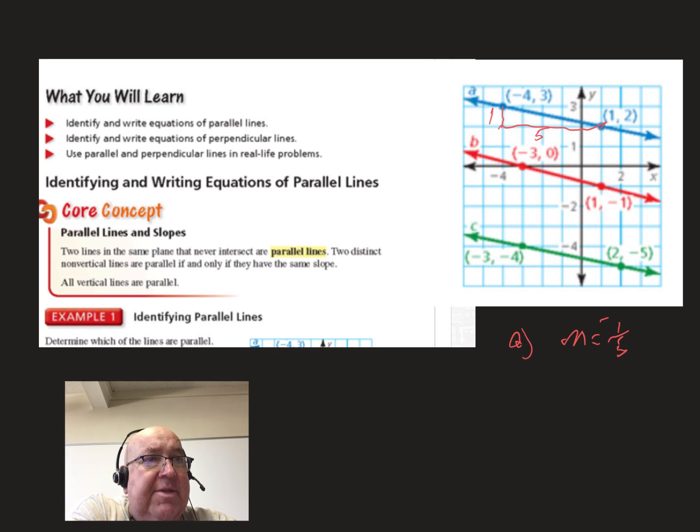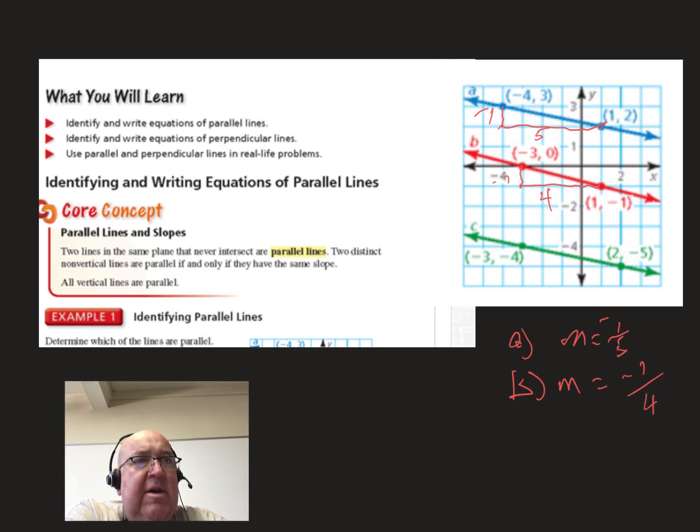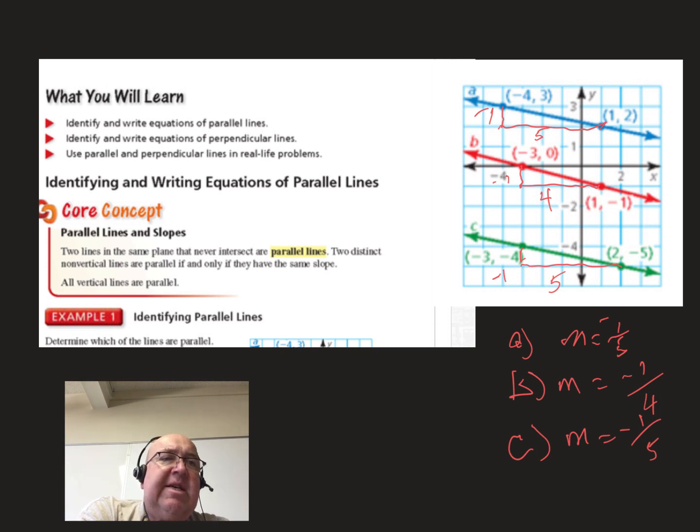We look at line B, it goes down 1, and then the horizontal change is going to be 4. So we have negative 1 and 4. So B's slope equals negative 1 over 4. And finally, line C, we go down 1 and we go over 1, 2, 3, 4, 5 over 5. So C's slope is negative 1 over 5. So lines A and C are therefore parallel to each other and will not cross.